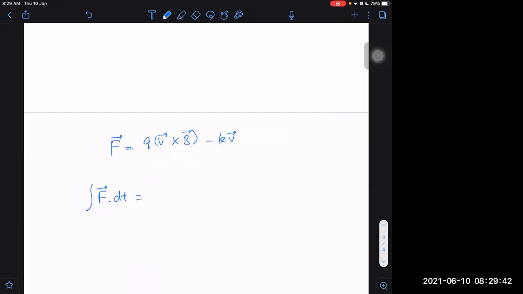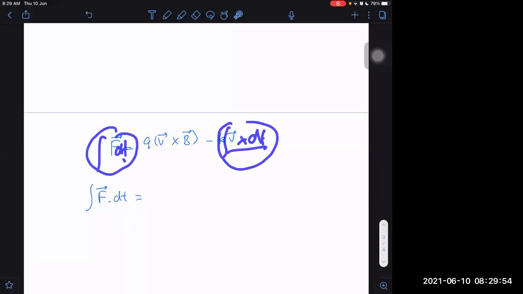Why? What motivates me to find out the impulse? Impulse means F into dt. What do I want? Displacement. And displacement means I want v into dt. So don't you think that multiplying by dt will serve the purpose? If I multiply dt here, multiply dt here, then I will be able to get the displacement on the right hand side.